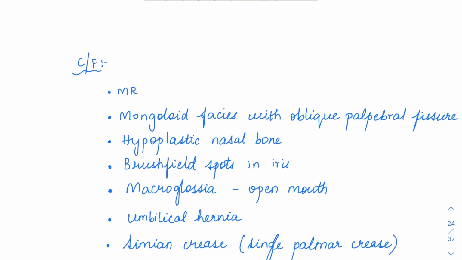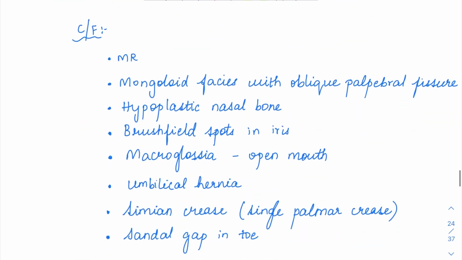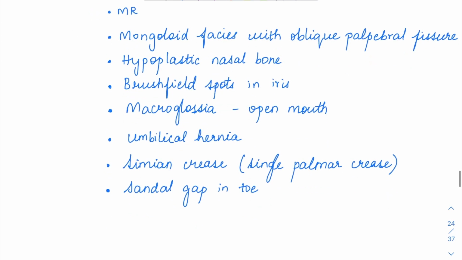Okay. So clinically, how does a Down's baby present? The child is going to have mental retardation and classical facies. We call it mongoloid facies. They are going to have an upslanting, oblique palpebral fissure. So the eyes are going to be tilted like this, and that is why they have an appearance like mongoloid people. Okay. And they'll have a hypoplastic nasal bone. So the nasal bridge is going to be flattened.